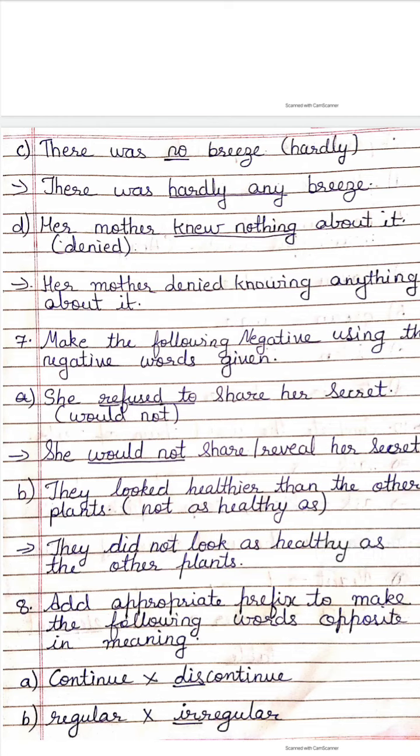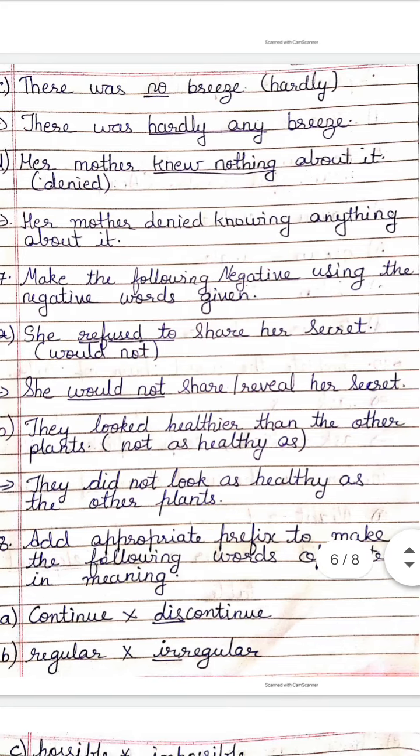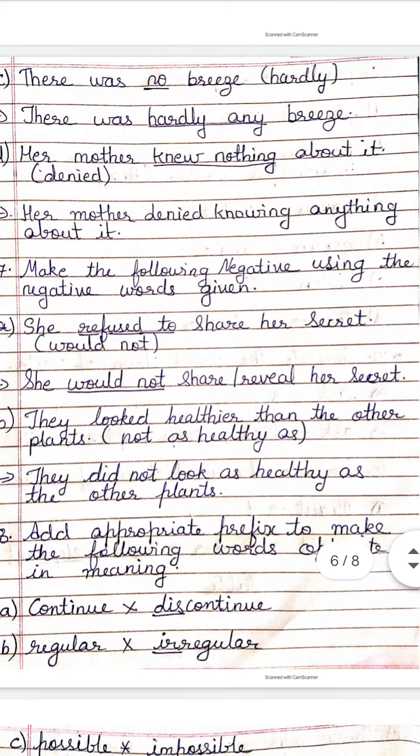Then there was no breeze. You have to use hardly. So no is a negative word. So if we use hardly, then we also have to add any. There was hardly any breeze. Right? So we have made the sentence affirmative. Her mother knew nothing about it. Here you have to use the word denied. So her mother denied knowing anything about it. So knew nothing becomes denied knowing anything. This we have made affirmative.